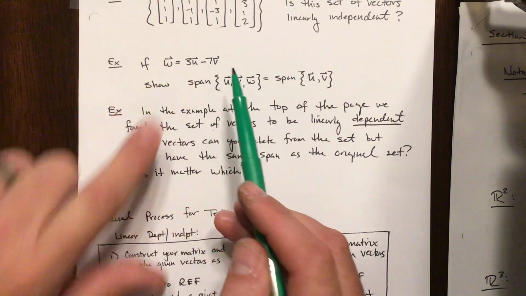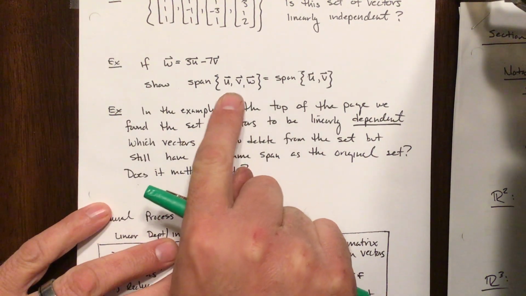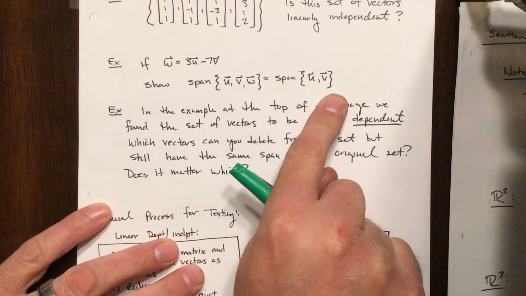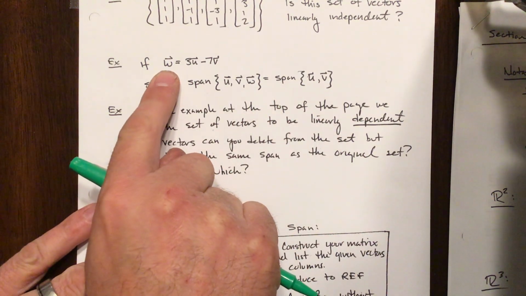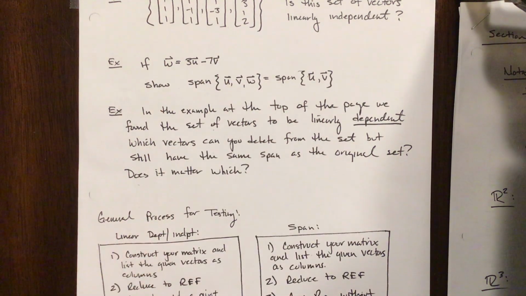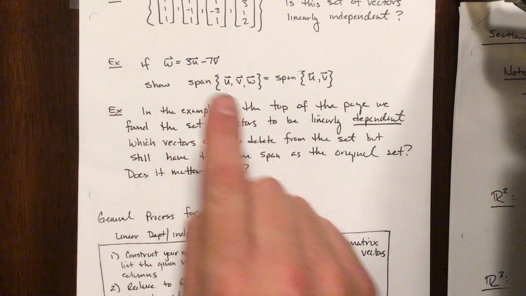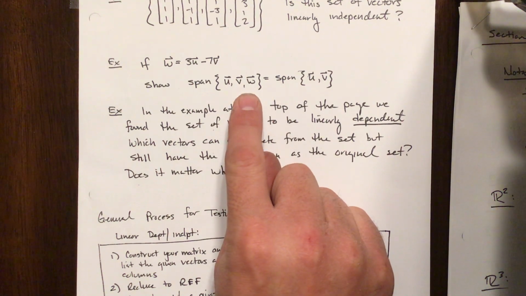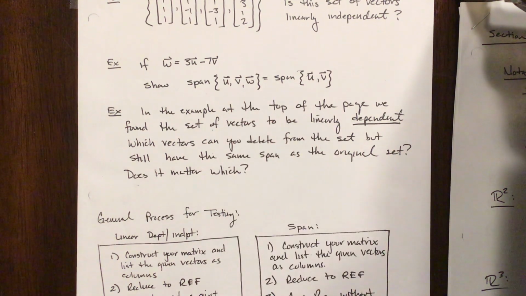So therefore, the span of U, V, and W can be pared down to the span of U and V because the vector W is dependent on the vectors U and V. There's that idea of linearly independent, dependent coming in again. Because W depends on U and V, it doesn't make the span of U and V any larger by including W in it.